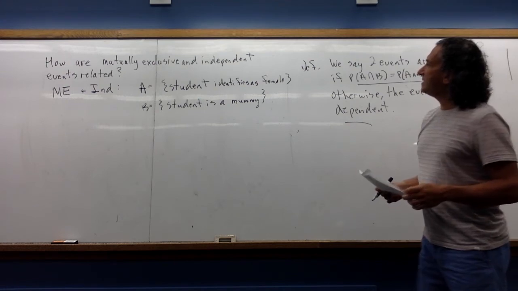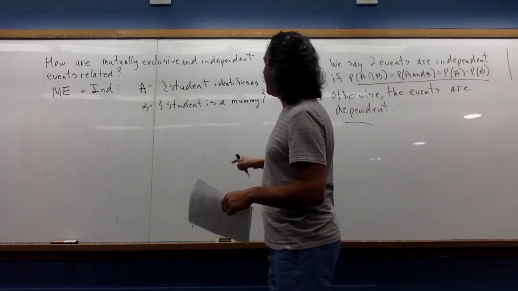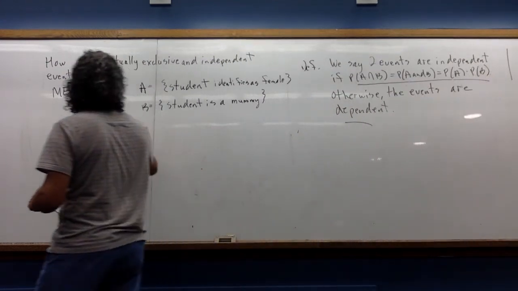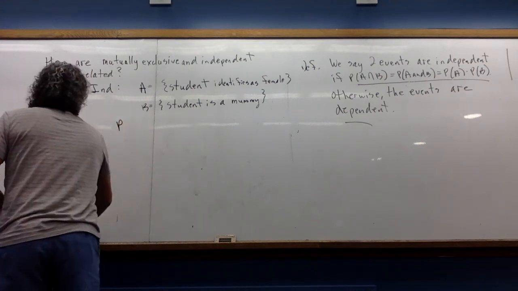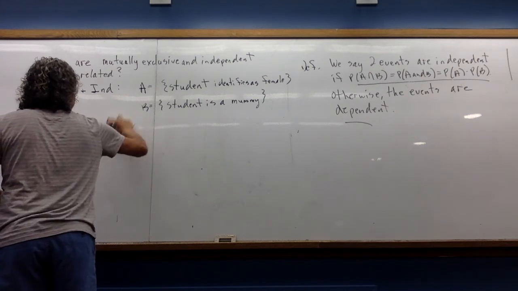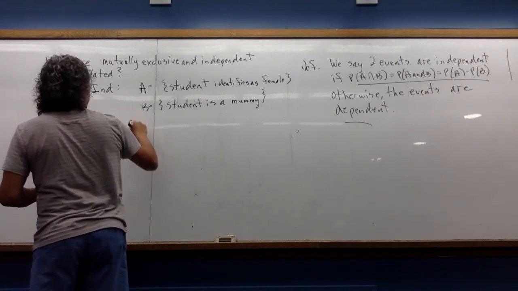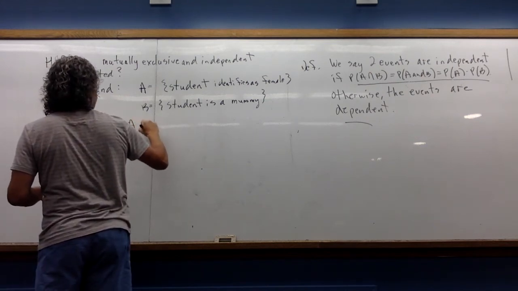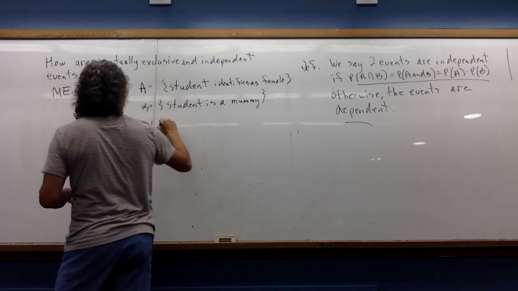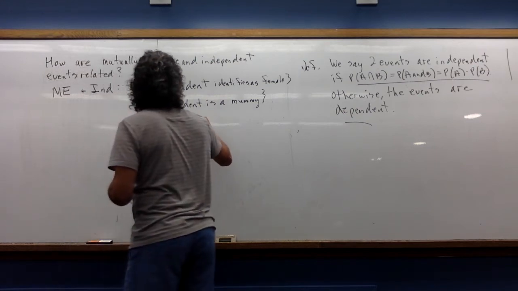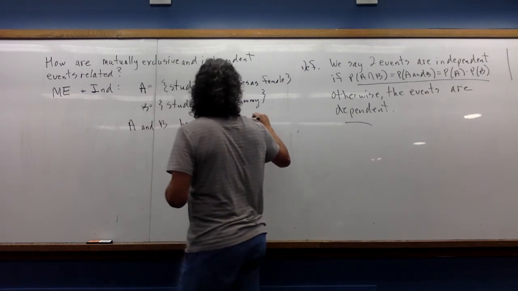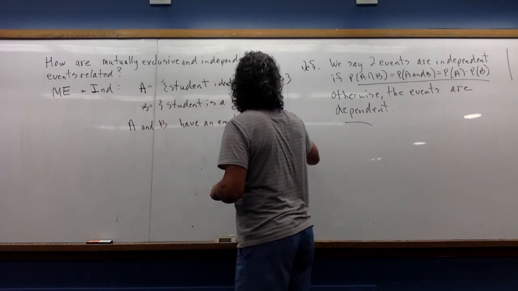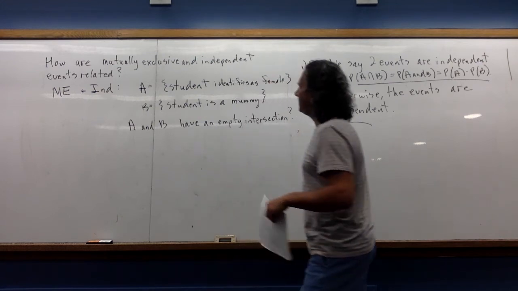Well, let's see. Are they mutually exclusive? Well, the probability of... mutually exclusive. I just need to see if A and B have an empty intersection. Do they have an empty intersection?